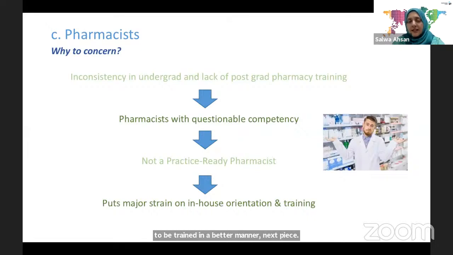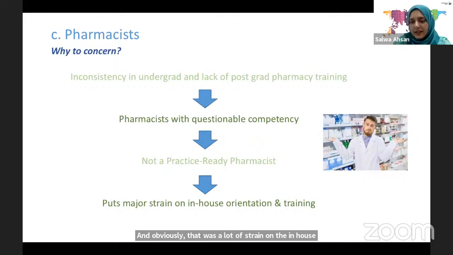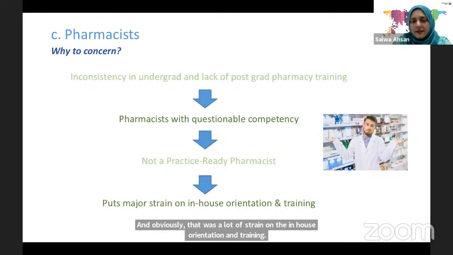The last year is our pharmacist, obviously. If there is inconsistency in undergraduate training or the PharmD curriculum, and lack of exposure during their PharmD degree programs, obviously there will be pharmacists with questionable competency who will not be ready for practice. And that puts a lot of strain on the in-house orientation and training. So what do we do about this? Next, please.